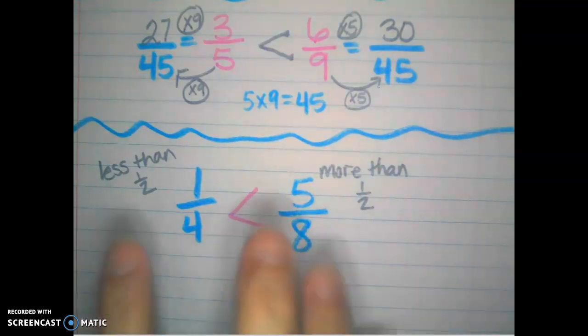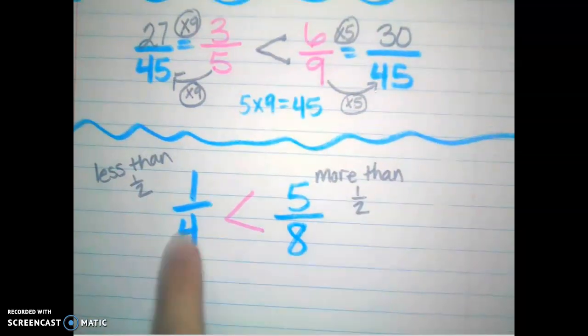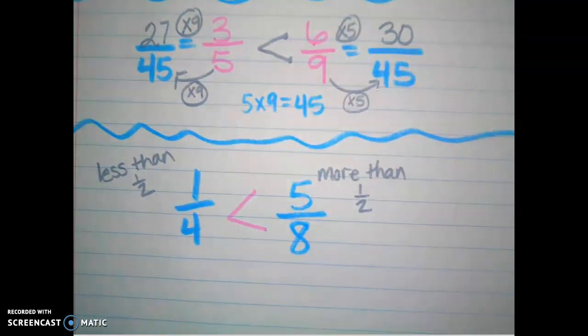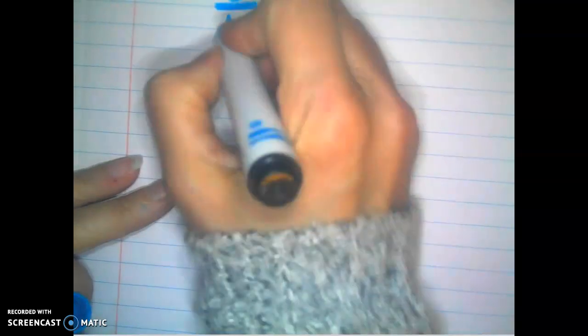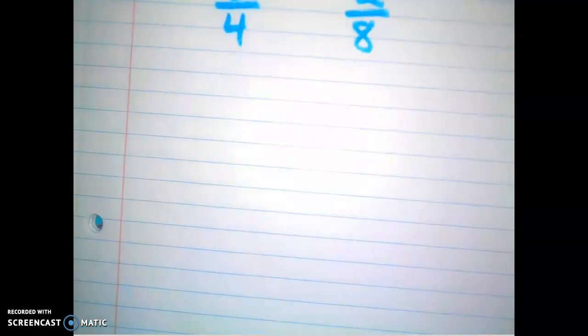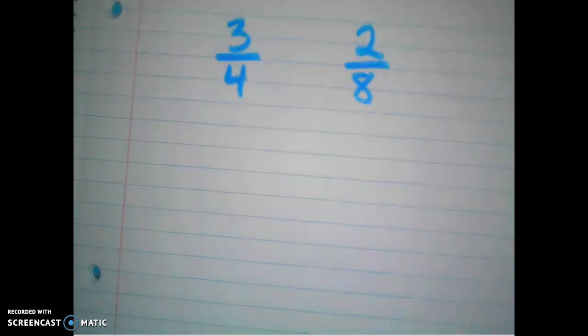Now, you could still do this strategy. You could still multiply 8 times 4 and get 32 and make equivalent fractions. You could still do that, but you don't have to. Okay? I just wanted to show you that. Let me show you the other trick. It's pretty cool, huh? So let's say that I have 3/4 and 2/8. Okay, now you can use the half strategy on this, but I'm going to show you a different strategy that you can use also. You can also use the making an equivalent fraction strategy.